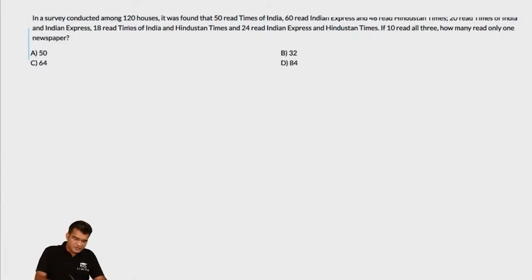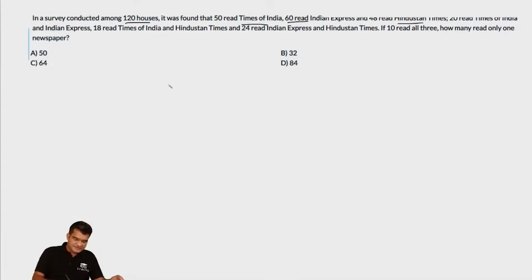In this question, we are told that in a survey conducted in 120 houses, it was found that 50 people read Times of India, 60 people read Indian Express, and 48 people read Hindustan Times. Whenever you look at a question where a person can do more than one thing, that is, he can read either the Indian Express, or he can read Times of India, or he can read both, whenever there is an overlap between the parameters, then you know that this is a Venn diagram question.